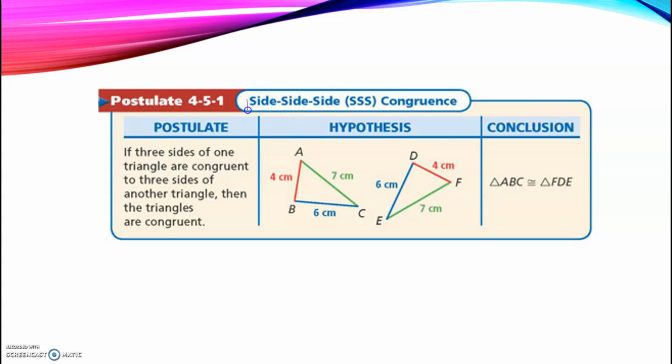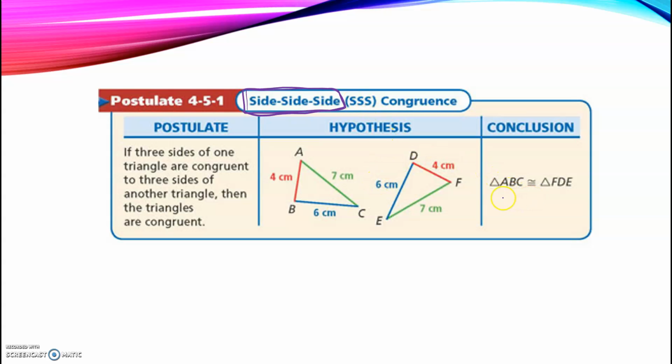So the first one, SSS, was side, side, side. This is probably the easiest one. If you want to prove triangles are congruent, you actually don't have to know anything about their angles. You can just have congruent corresponding sides. So notice AB was 4 centimeters and DF is 4 centimeters. AC is 7, EF is 7. BC is 6 and DE is 6. So yes, these two triangles are congruent by side, side, side, because they have 3 sides in common.